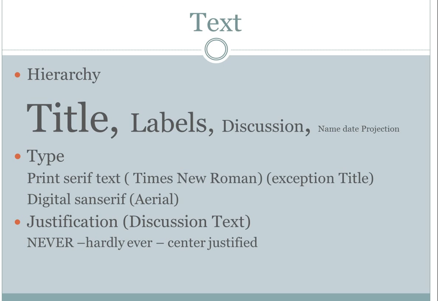So when we talk about text, we're going to be thinking about hierarchy of text. So just in font size, the title of the map, then labels on individual maps, then any kind of discussion you might have, and then the name, the date, projection, source, that information would be the smallest. If you're planning to make a map that's going to be printed on paper, you want to use Times New Roman or some kind of serif font in your discussion. Labels and text doesn't matter as much, or labels and title. If you're planning a map that's going to be all digital, then you want to use sans serif.